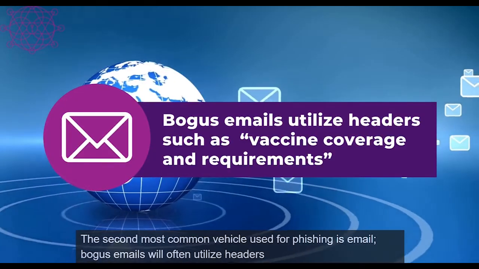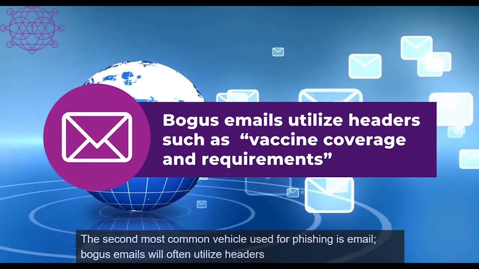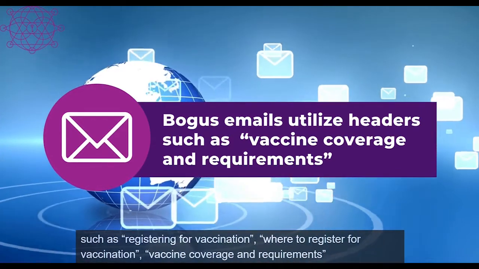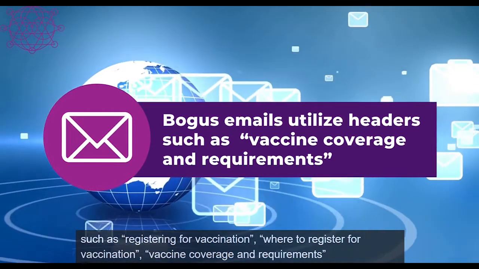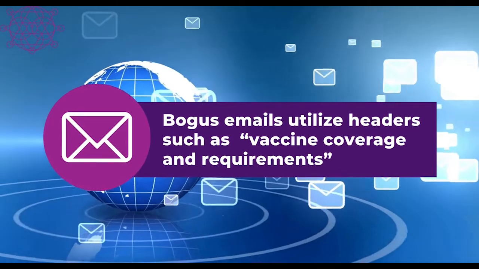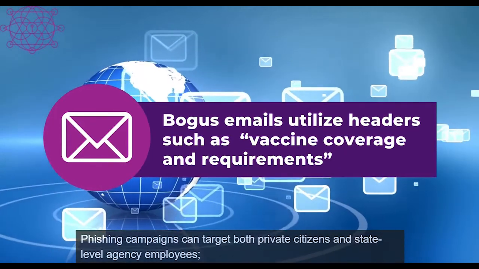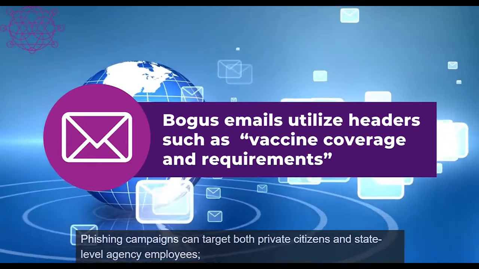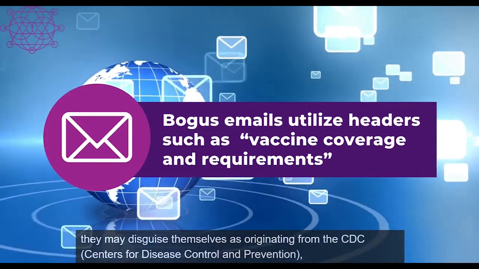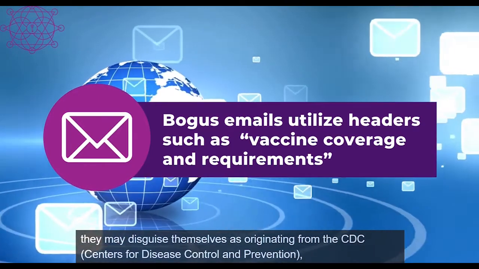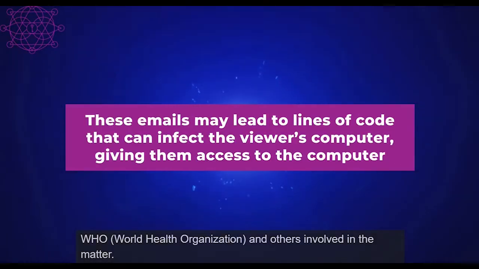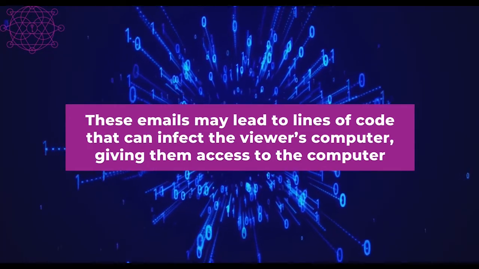The second most common vehicle used for phishing is email. Bogus emails will often utilize headers such as registering for vaccination, where to register for vaccination, vaccine coverage and requirements, and so on. Phishing campaigns can target both private citizens and state-level agency employees. They may disguise themselves as originating from the CDC or Centers for Disease Control and Prevention, WHO or World Health Organization, and others involved in the matter.